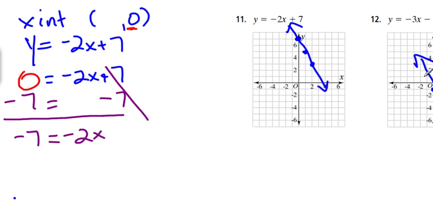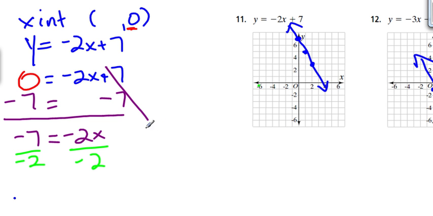Right? Second step is to divide. Because to get rid of multiplying, we have to do the opposite. The opposite of multiplying by negative 2 is to divide by negative 2. If we do it to one side, we have to do it to the other side. Hold on one second.